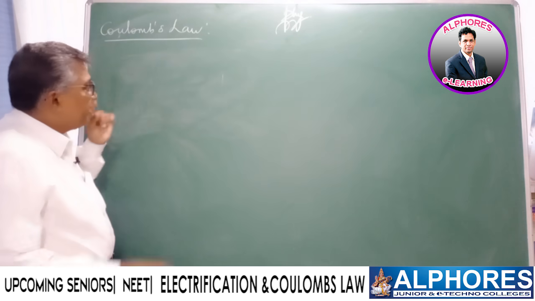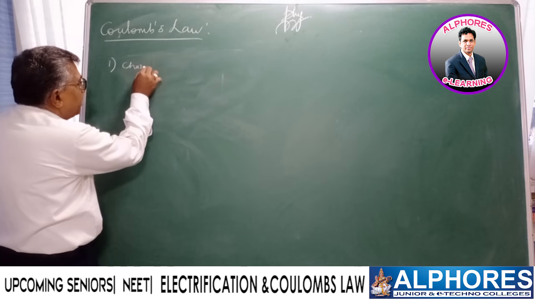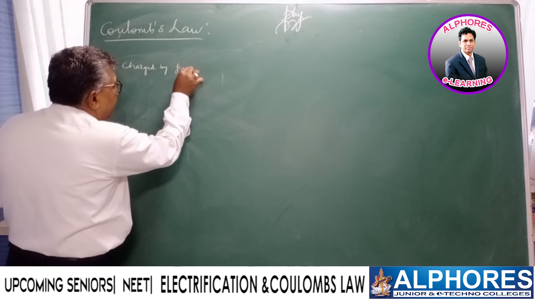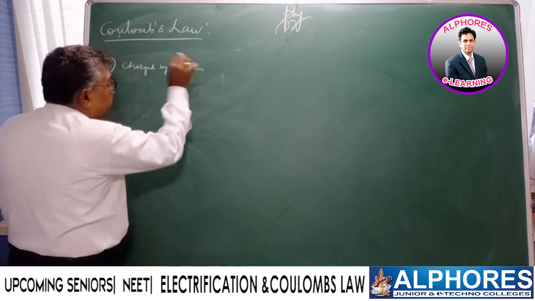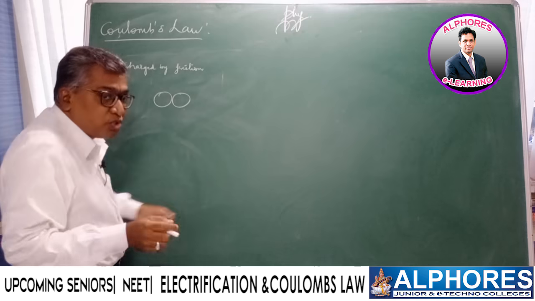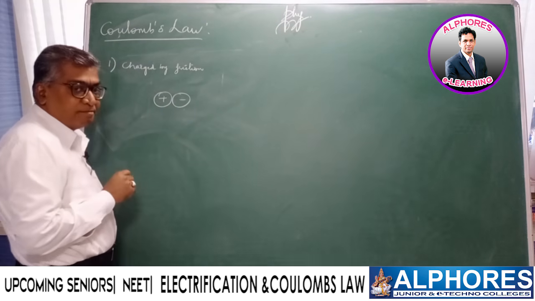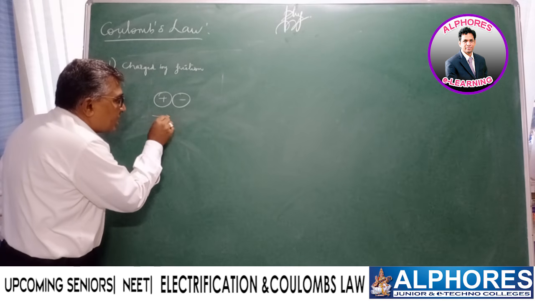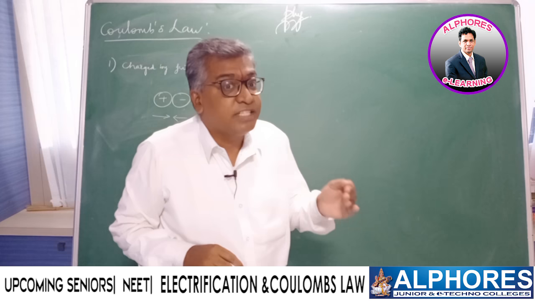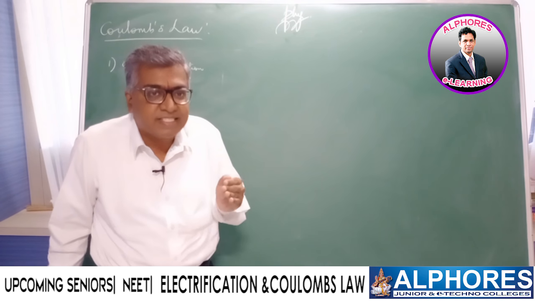So in the first case, when charged by friction, two bodies put together and moved relatively, one gets positive and one gets negative. Now these two attract one another. So charging by friction leads to attraction. Charging by friction precedes attraction.